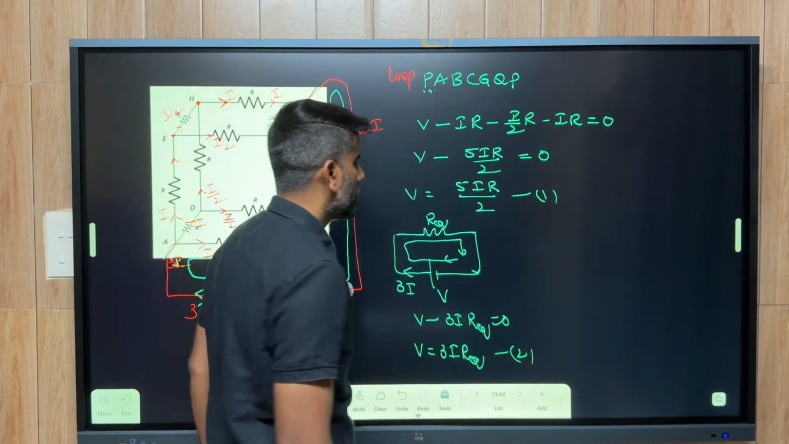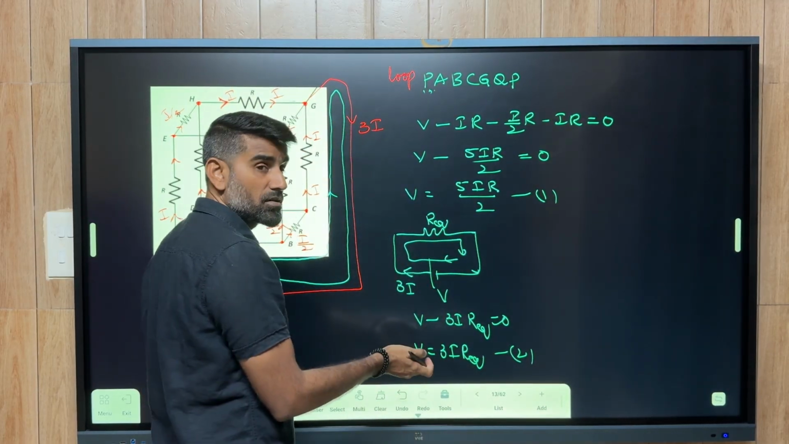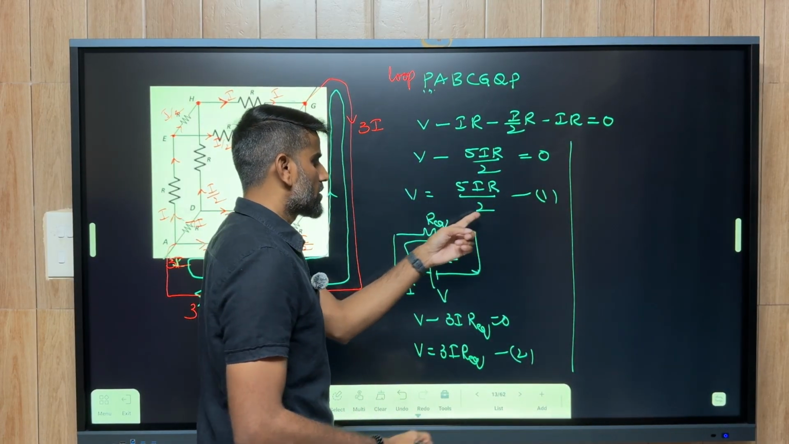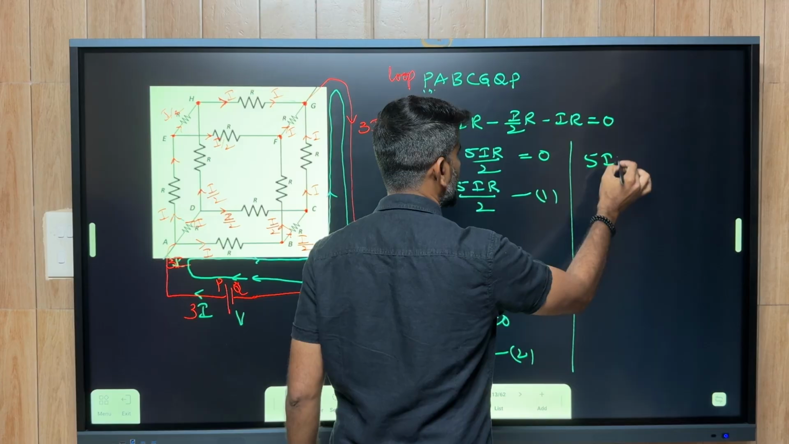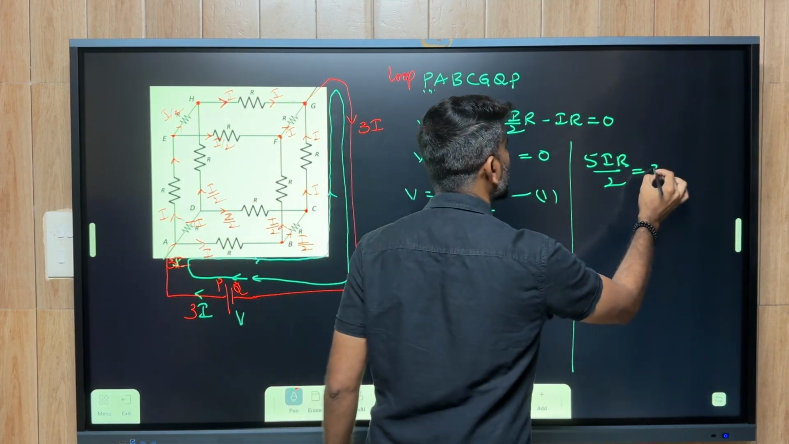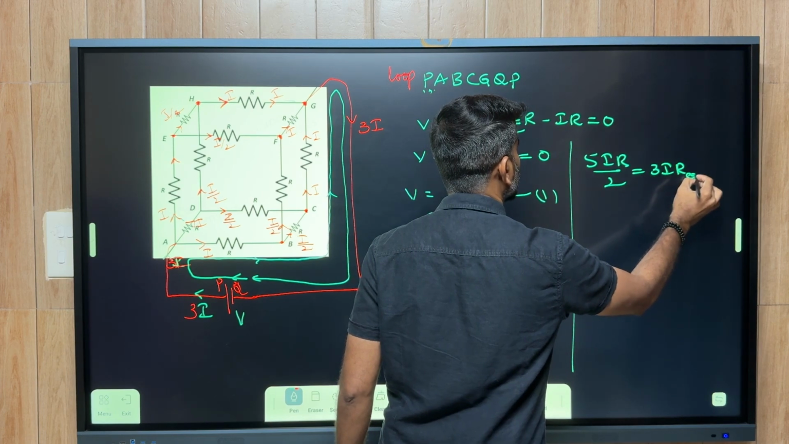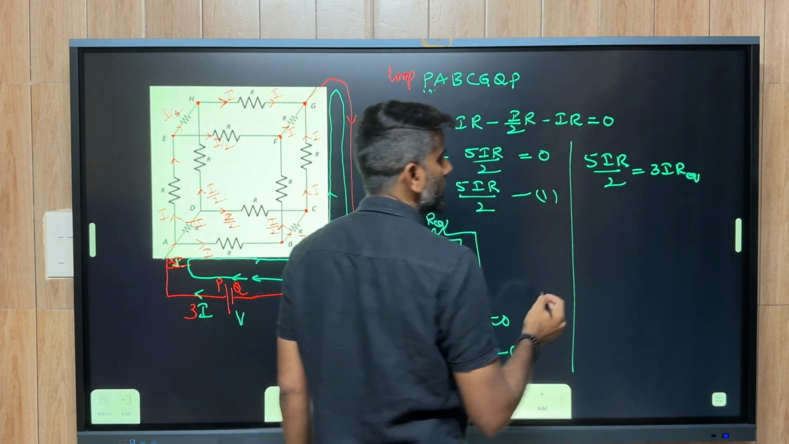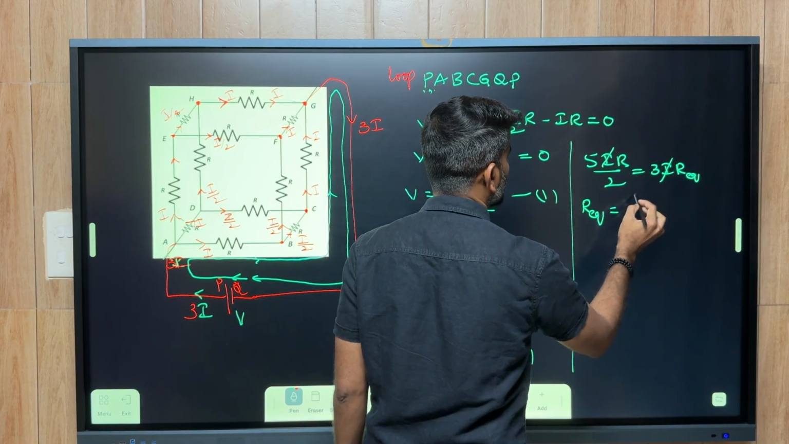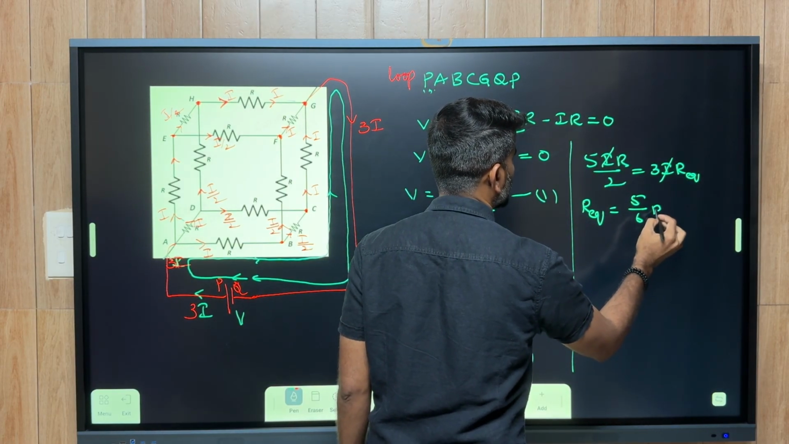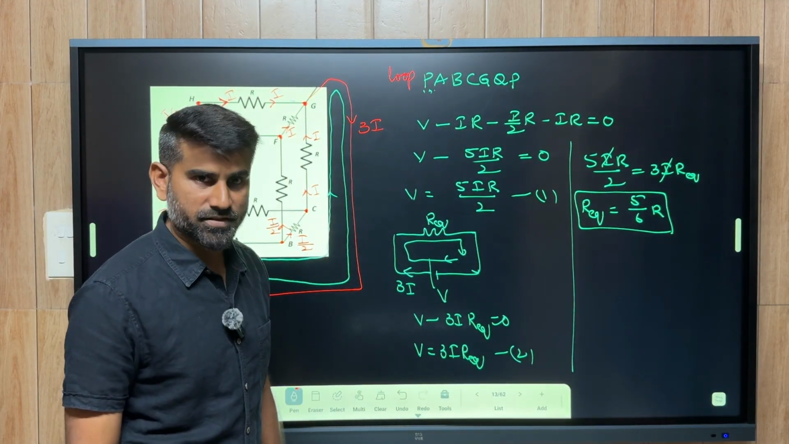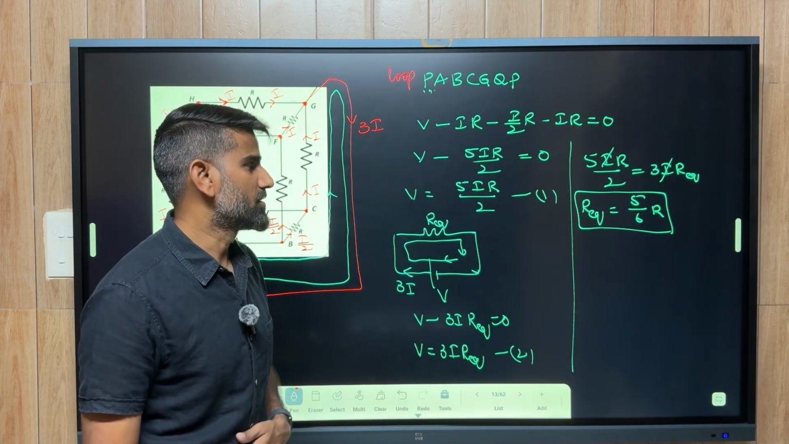If I compare these two equations, they are equal. So 5IR by 2 is equal to 3IR equivalent. If I cancel out the common terms, what am I getting for the equivalent resistance? 5 by 6 times R. This is our equivalent resistance.